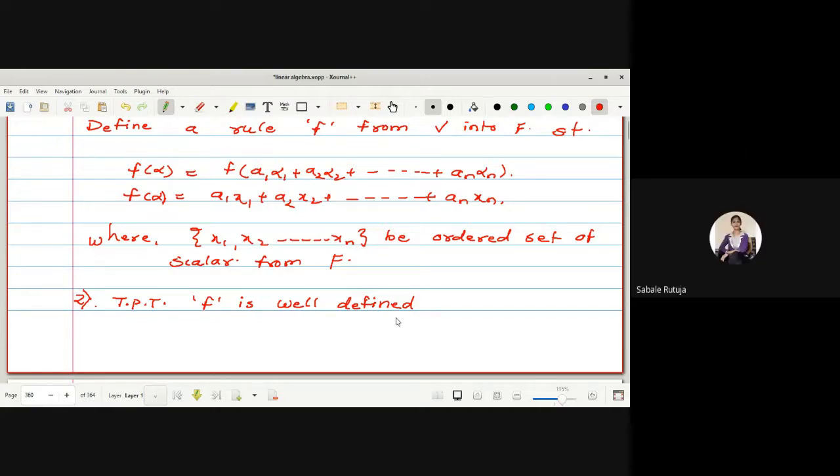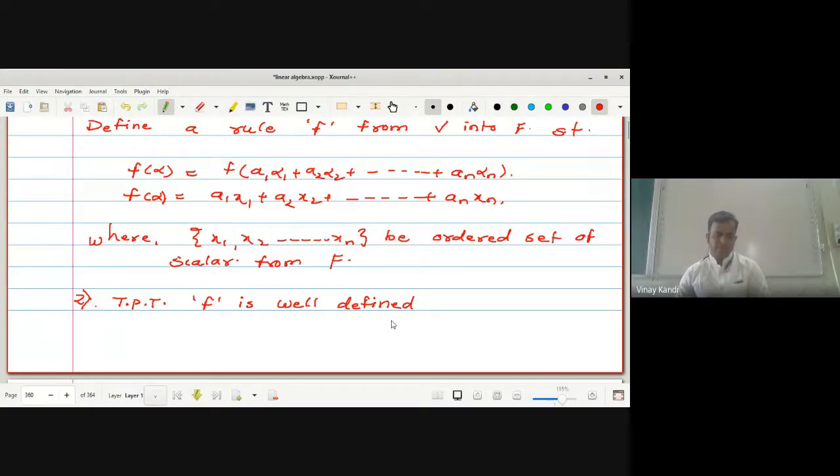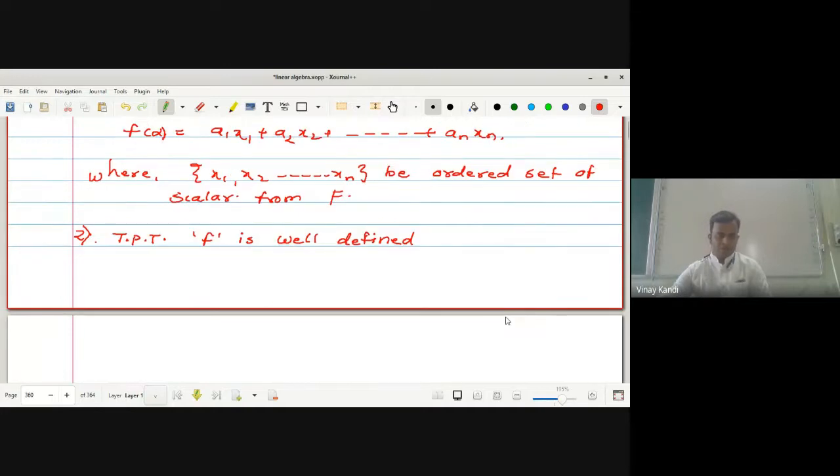f of x1 not equal to f of x2 implies x1 not equal to x2. If alpha, that is x1, is equal to x2, then f of x1 is equal to f of x2. This is the negation of this set. So we have to prove that f is a well defined function.